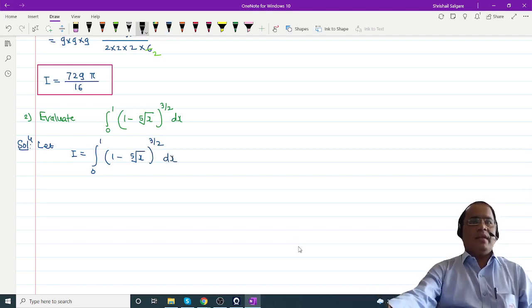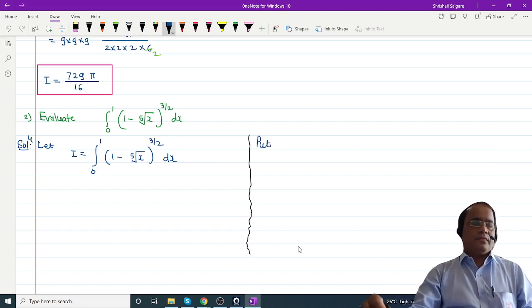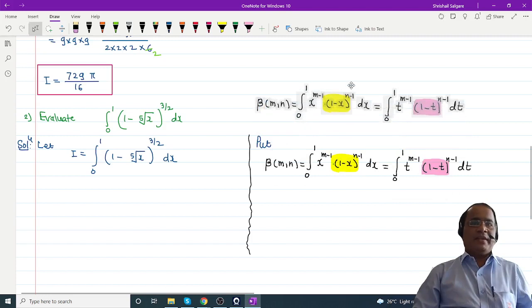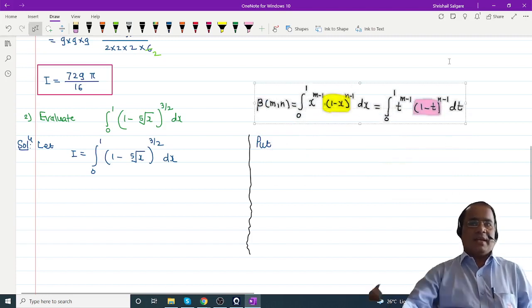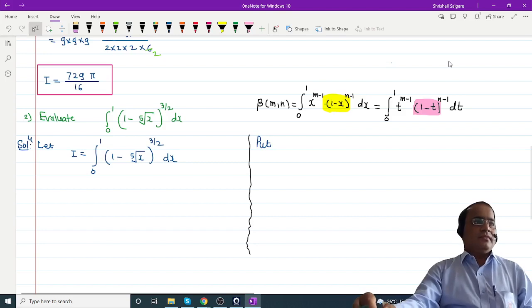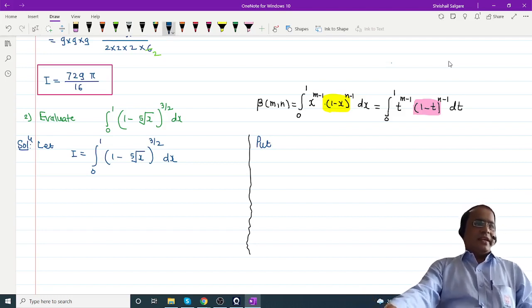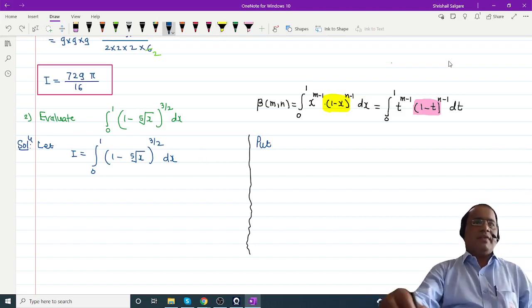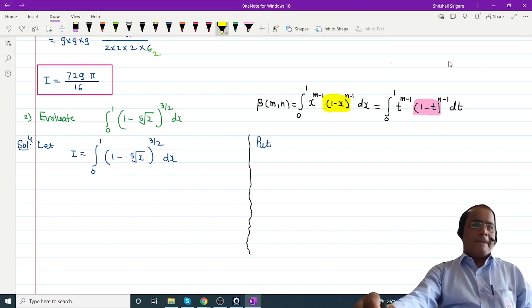Let me know what will be the substitution. Put, now this is your beta. Every time I am copying that definition. This is our beta and our target is to obtain 1 minus t. Anyone can unmute and tell what is your substitution. If required, I will highlight the term. So this one I want as 1 minus t. Fifth root of x is equal to t.